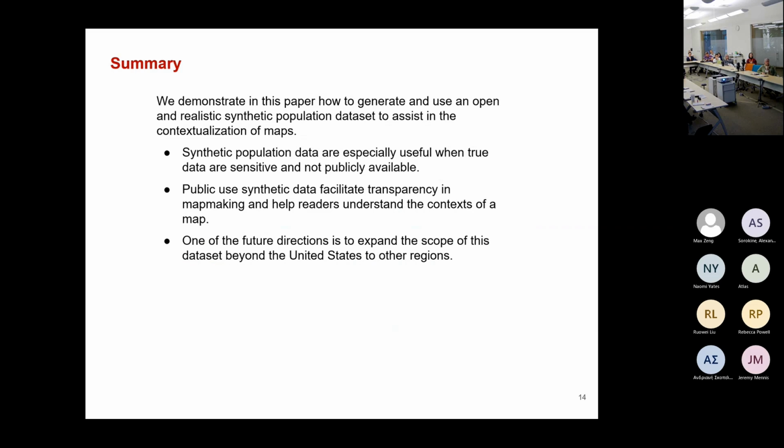So as a summary, in this study, we describe how to generate synthetic individual level data that can be used by the public and can be utilized to contextualize the map making process. And we also illustrate how the use of these public use synthetic data can facilitate readers to understand the context of maps. And in the future, we would like to expand the scope of these data sets beyond the United States to other regions. So, yeah, thank you for listening.